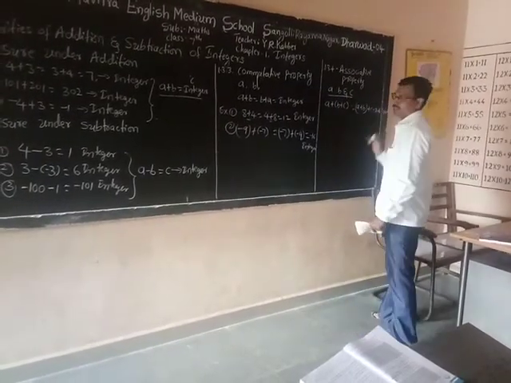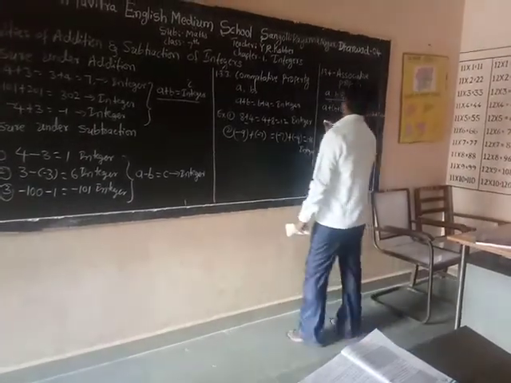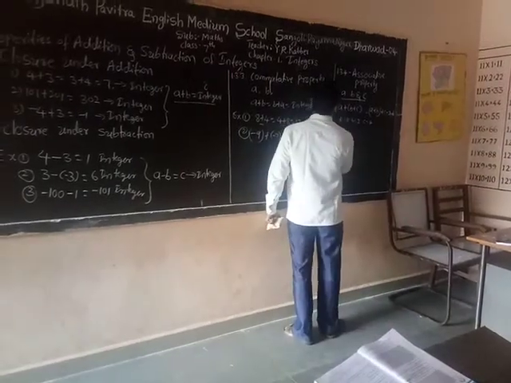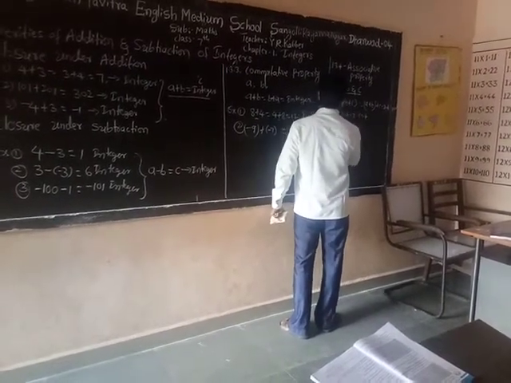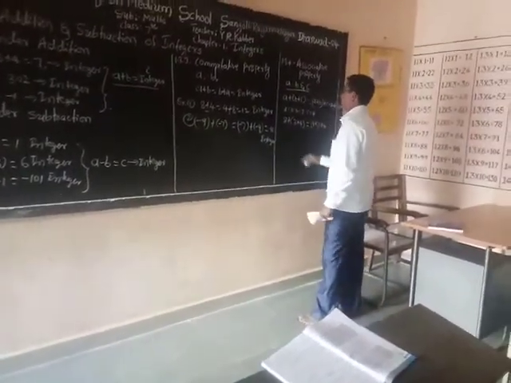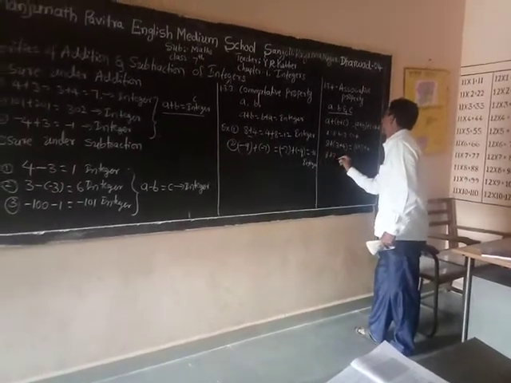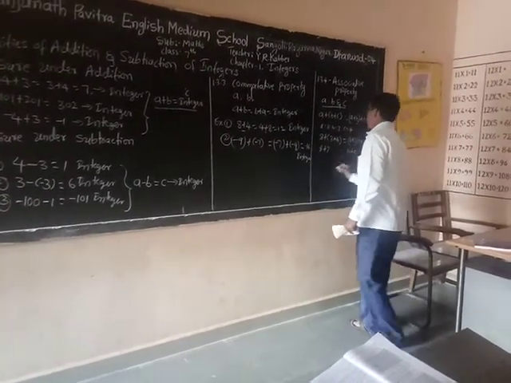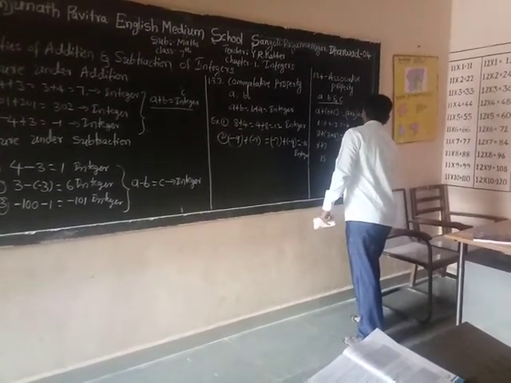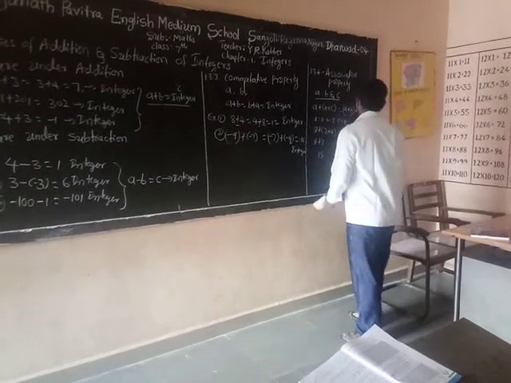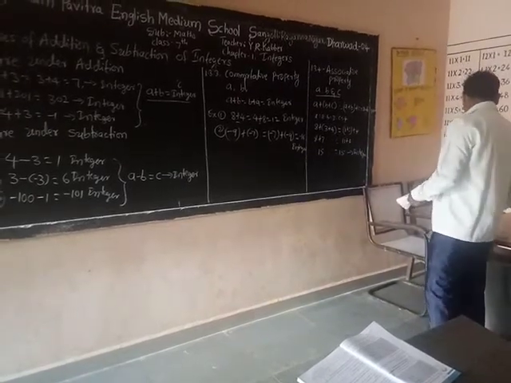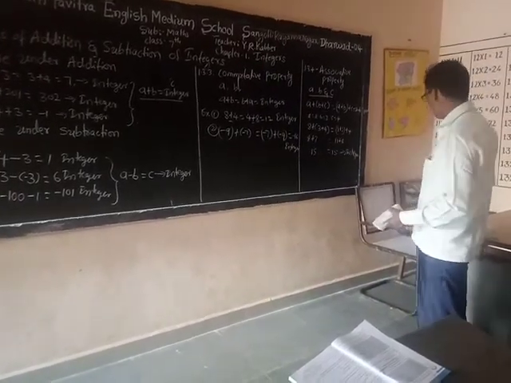Here we take an example: a is equal to 8, b is equal to 3, c is equal to 4. You should take 8 plus (3 plus 4) is equal to (8 plus 3) plus 4. Here 8 plus 7, and here 11 plus 4. 15 is equal to 15. It is an integer. This property is called the associative property.